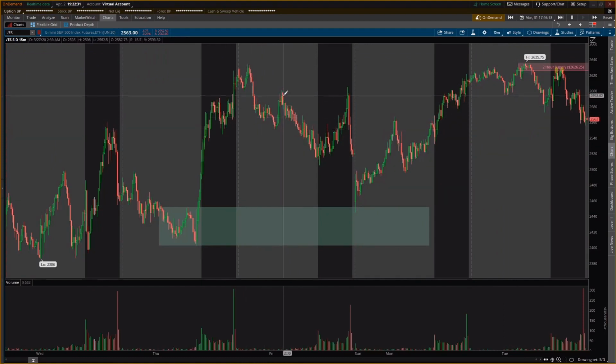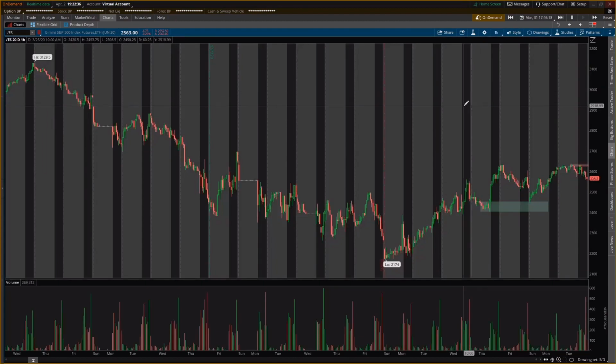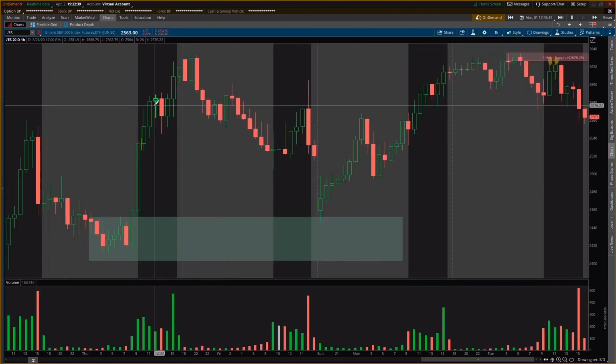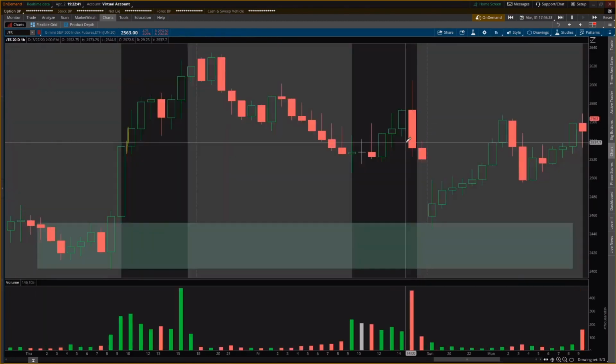So this looks like supply right here. Let me go to a 1-hour chart. Okay, perfect. So we had a nice rally, base right here, drop, right? So now what we do is we wait for price to re-enter the supply zone. It constitutes as a supply zone because we had a rally, a base, and a drop.